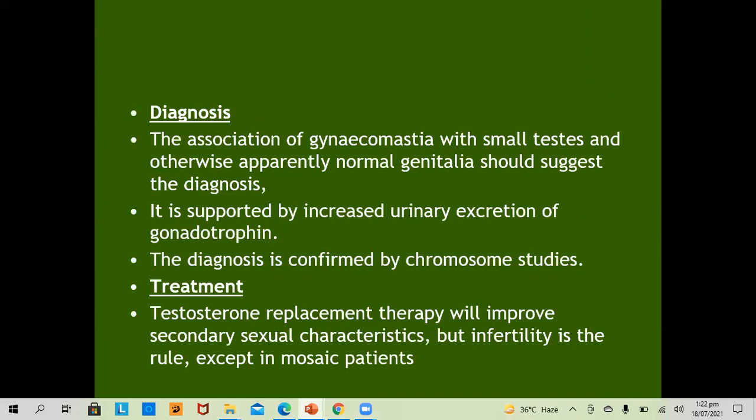The association of gynecomastia with small testes and otherwise apparently normal genitalia should suggest the diagnosis. It is supported by increased urinary excretion of gonadotrophin. The diagnosis is confirmed by chromosomal studies. Treatment: testosterone replacement therapy will improve secondary sexual characteristics, but infertility is the rule, except in mosaic patients.